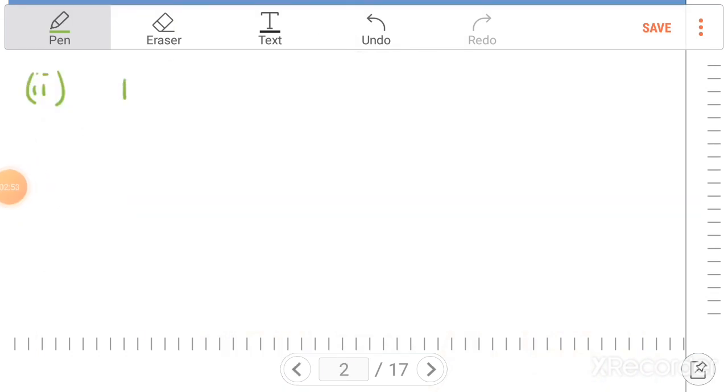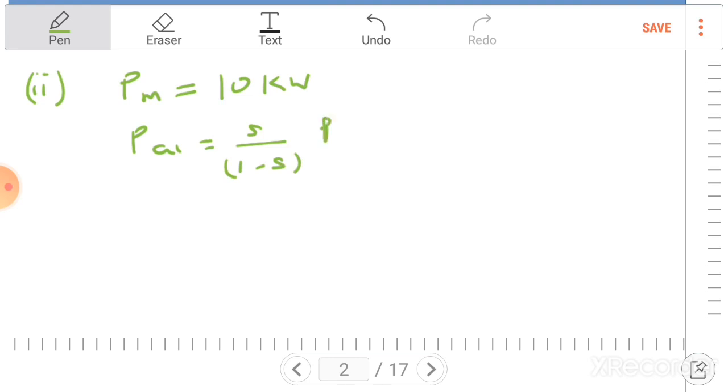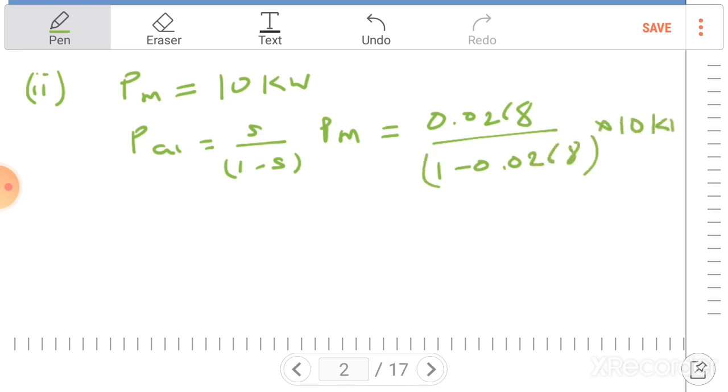So for the second part, Pm or mechanical power developed is equal to 10 kilowatt, and from here the copper loss is equal to S divided by 1 minus S multiplied by Pm, or 0.0268 divided by 1 minus 0.0268 into 10 kilowatt. This will be the rotor copper loss. Answer is 275.4 watt.